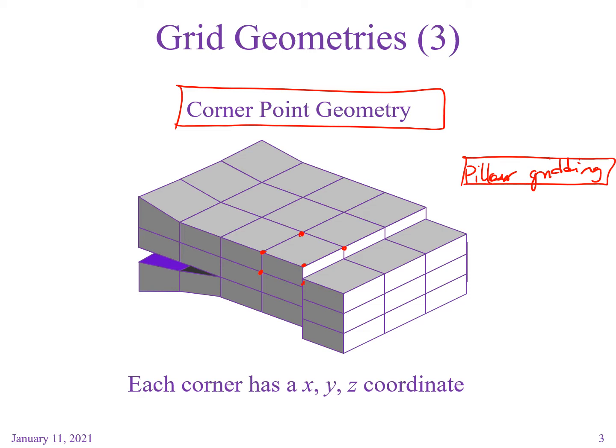And the way that works is you basically provide these lines, which are the pillars that start from the top of the model to the bottom. And that is actually what is used to come up with the XYZ coordinates of the corners of each grid block.